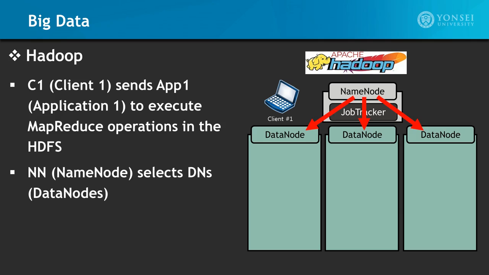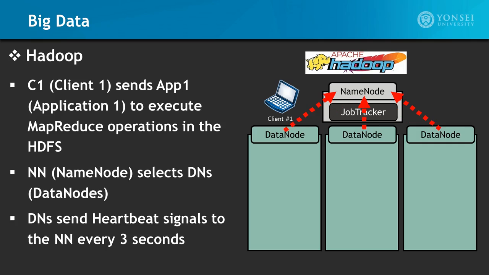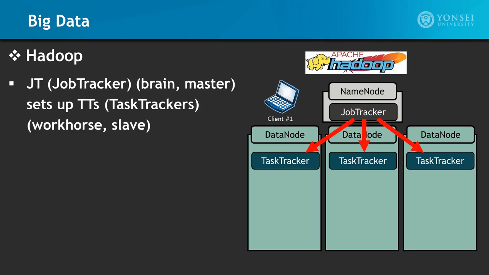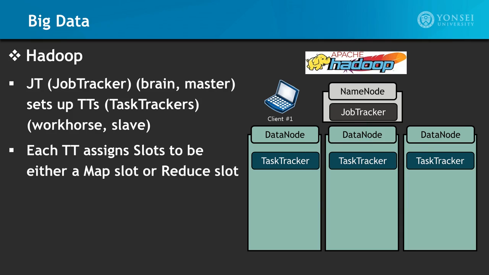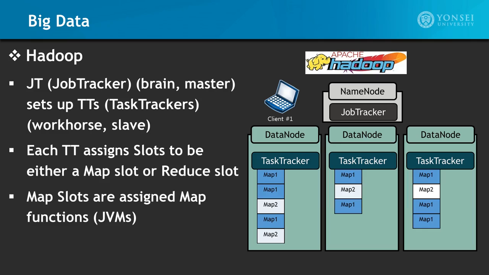The NameNode selects DataNodes. Then the DataNodes will start to send heartbeat signals to the NameNode every 3 seconds. The job tracker, which serves as the brain, the master, sets up multiple task trackers, which will be the workhorse, the slave nodes. Each task tracker assigns slots to be either a map slot or a reduce slot. Map slots are assigned map functions.